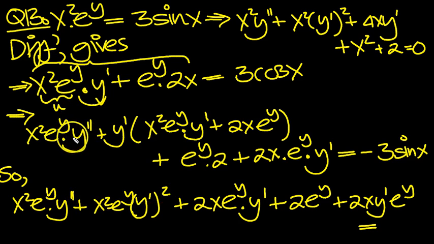So that's all the terms there. There was one term here, then there were 2 terms here and here, and then 2 more terms. So we had 5 terms in total on the left. Now minus 3 sine x, we can replace that. The minus can stay, but the 3 sine x can be replaced by x squared e to the y. So that's what we've got now.